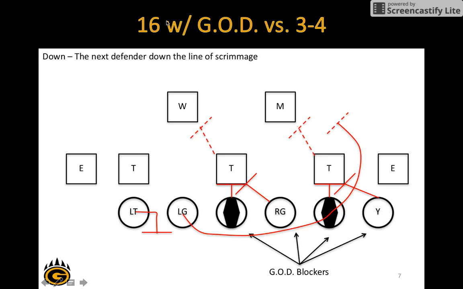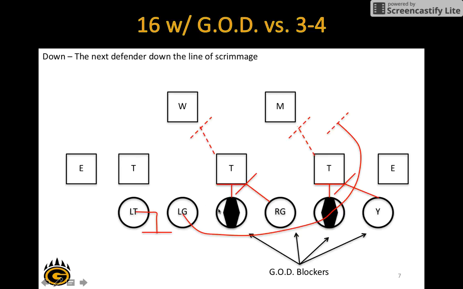Now we're going to go to play 16 with God blocking versus a different defensive front. This is a 3-4. We have 3 down linemen, and we have 4 linebackers on the edge. So let's follow the rules. The play is going to the right, outside shoulder of the Y. So everyone inside, up until the pulling guard, is going to follow God blocking. The left guard is going to pull up and around into the hole. The left tackle is going to step inside to the B gap and seal it off and make sure there's no penetration.